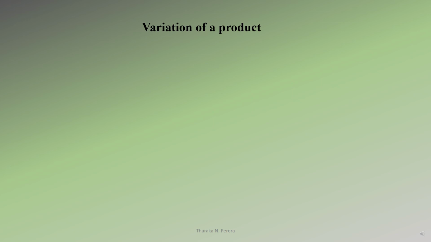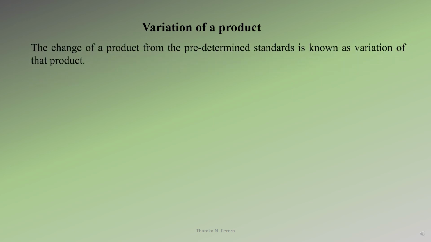Therefore, there is a strong relationship between the quality of goods and services and variation in the production process. That's why we have to use quality control as an essential task. So what's the variation of a product? The change of a product from the predetermined standard is known as the variation of that product.